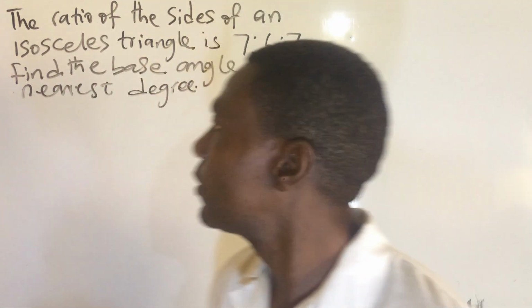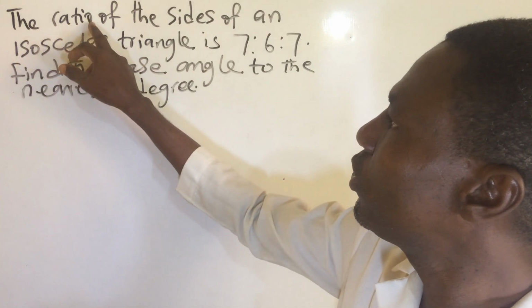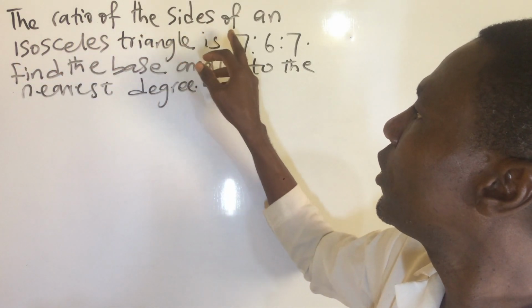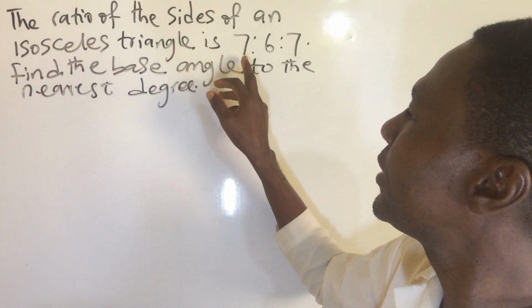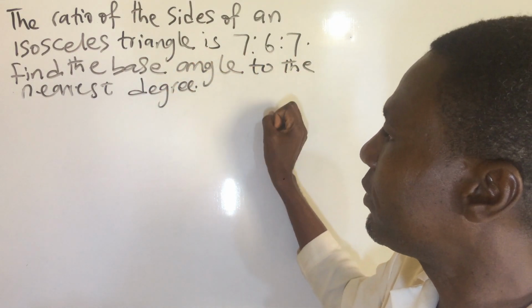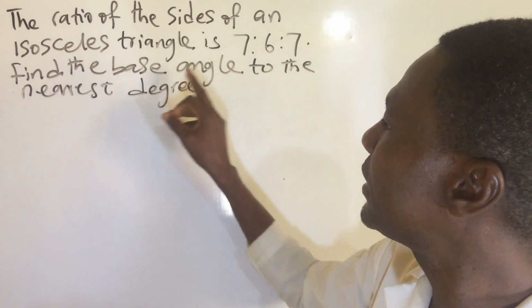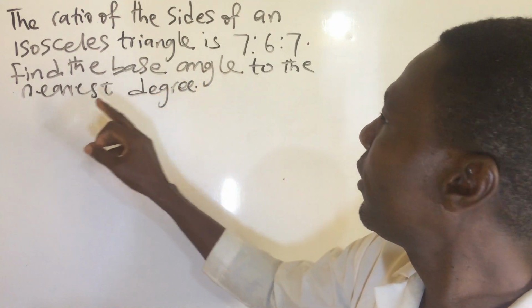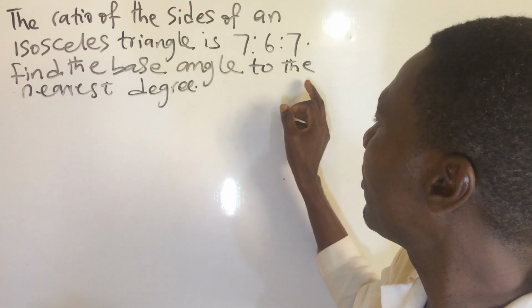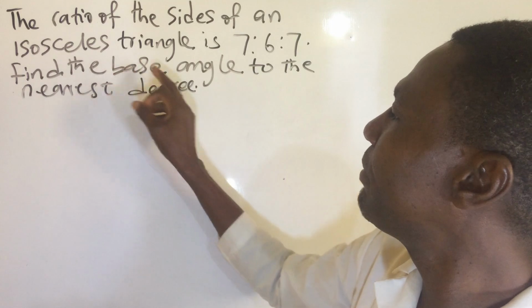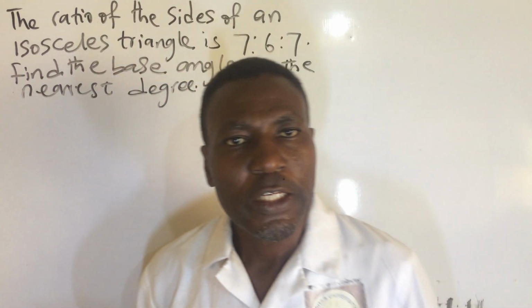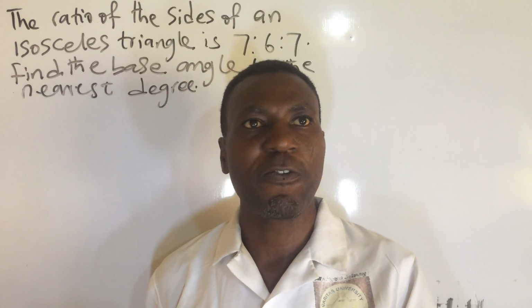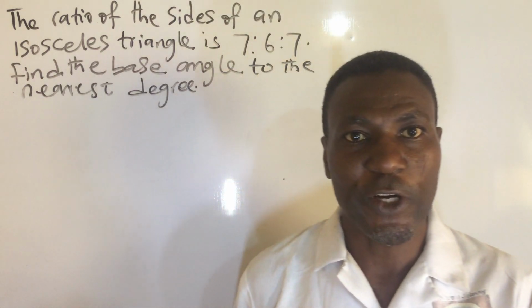It says the ratio of the sides of an isosceles triangle is 7:6:7. Find the base angle to the nearest degree. Some of the qualities of an isosceles triangle are these.